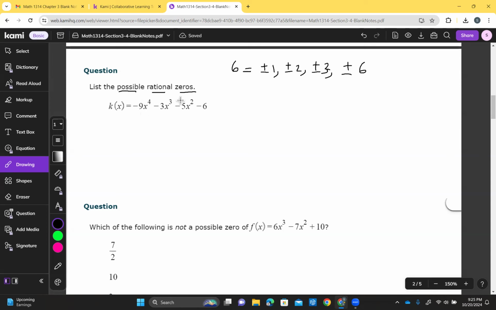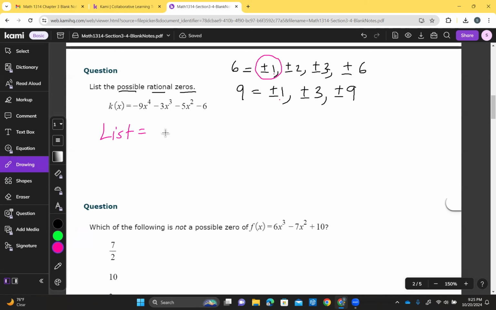Next here, I have the negative 9 as the leading coefficient. And I don't even actually have to take the negative sign here because we don't really care. We're always getting the plus and minus version of it anyway. So I can divide the 9 by 1, 3, and I can also divide it by 9. Finally, I'm ready to create the list by looking at the combinations. So I'm going to start with 1.